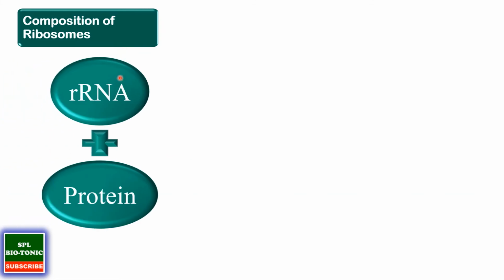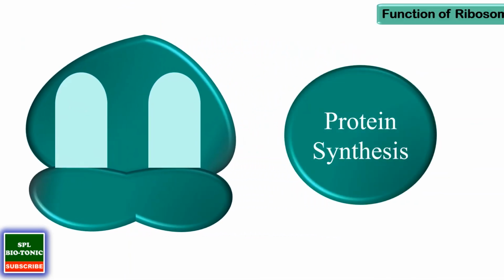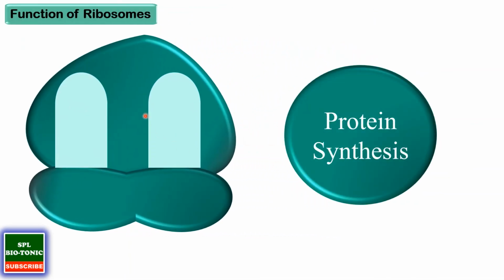Now, as far as composition of ribosomes is concerned, rRNA combines with proteins to form ribosomes. And at the end, what is the function of ribosomes? These ribosomes help in protein synthesis. They are also called the factory of protein synthesis.